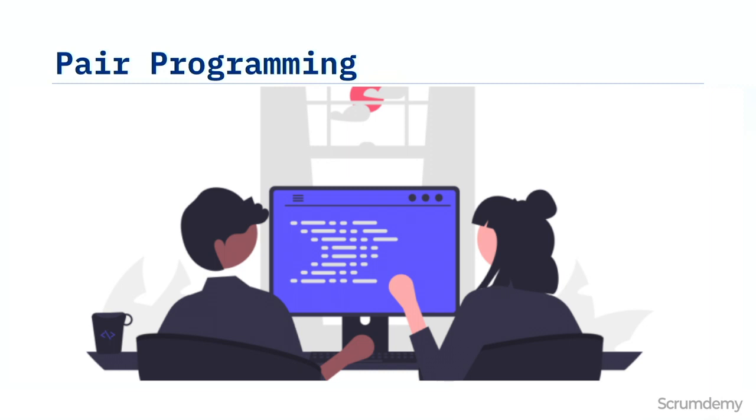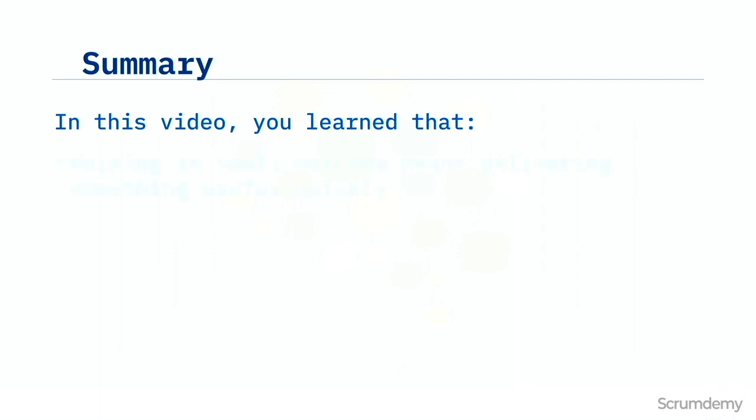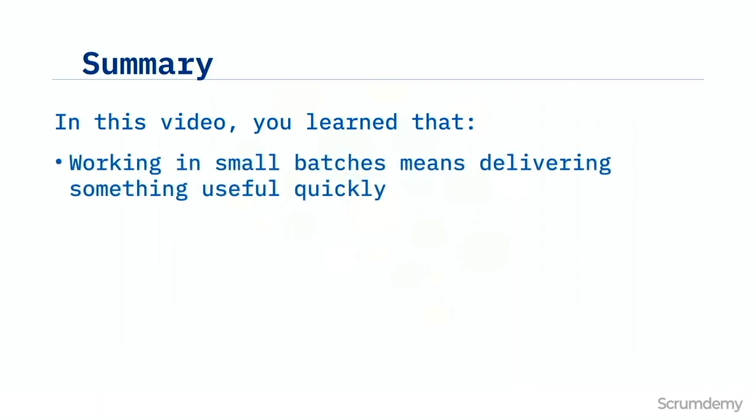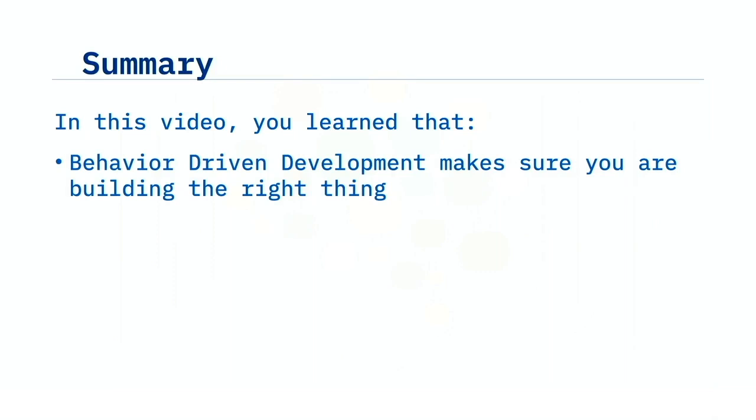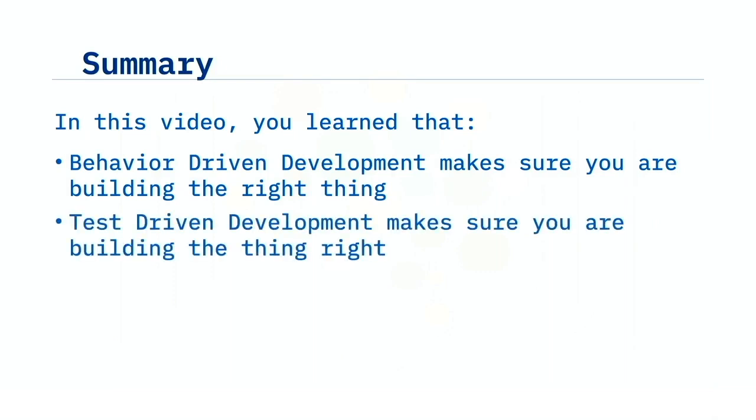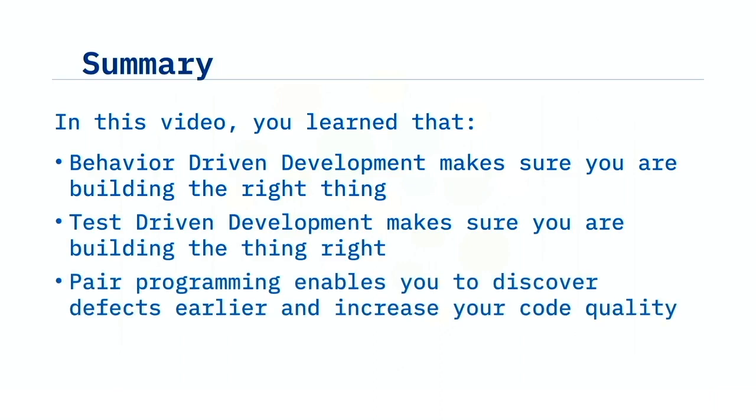In this video you learned that working in small batches means delivering something useful quickly, and an MVP is the cheapest, easiest thing you can do to test the hypothesis and learn. Behavior-driven development makes sure you're building the right thing, and test-driven development makes sure you're building the thing right. While pair programming enables you to discover defects earlier and increase your code quality.